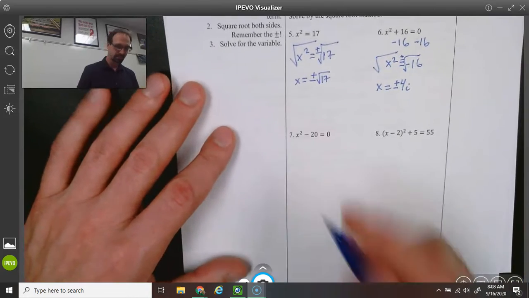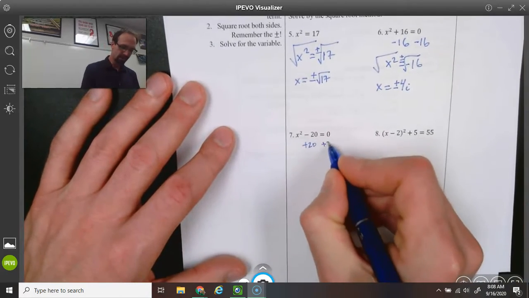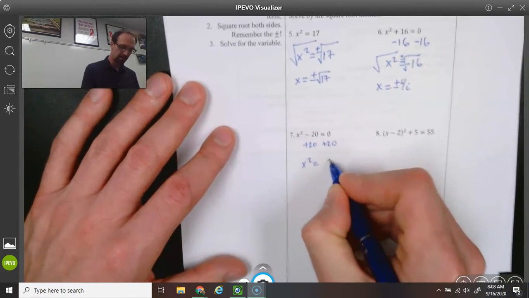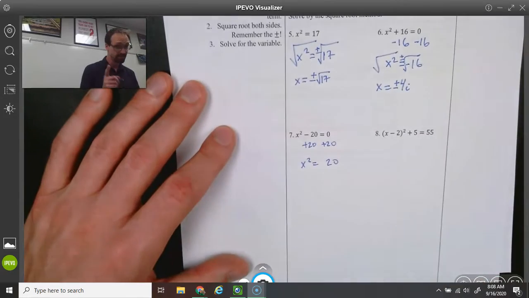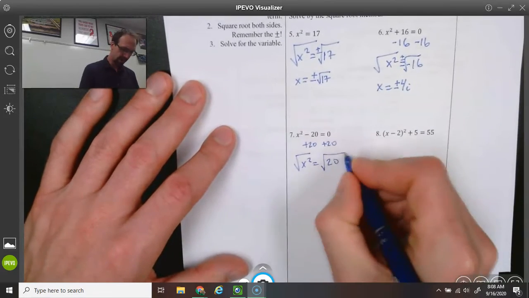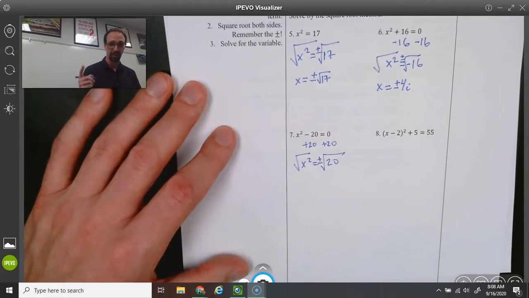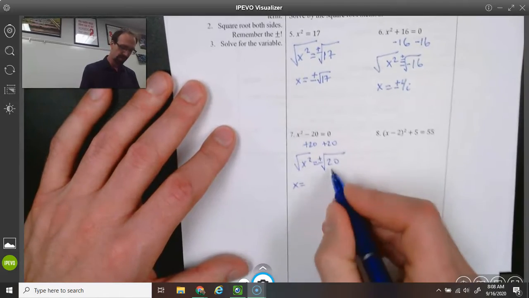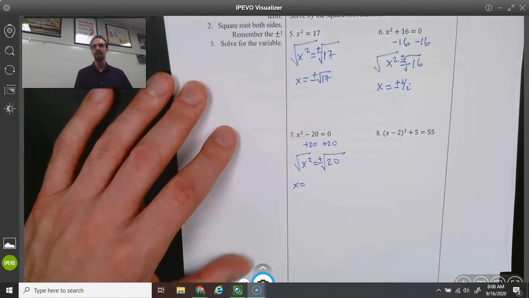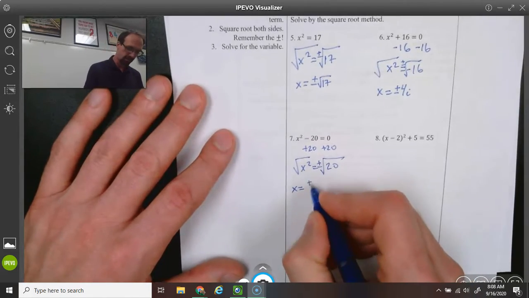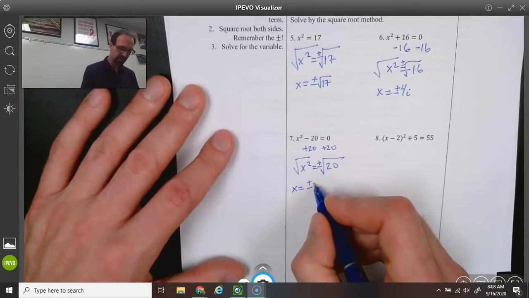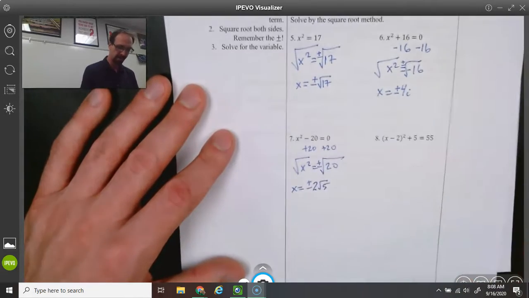Number 7. Add 20 on both sides. Get x squared equals 20. And then, you got it, square root, plus minus. Don't forget the plus minus. Then we have x equals. With the square root of 20, we can break that up using factor trees, and I get x equals plus or minus 2 square root of 5.